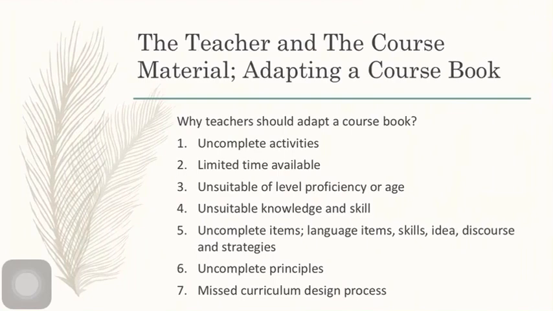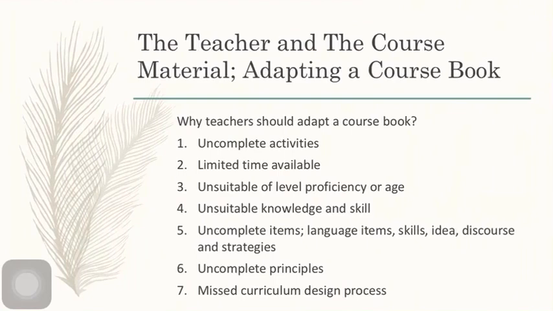The course book contains content that is unsuitable for the learner's level of proficiency or age, so the teacher may adapt the course book because it is not suitable for the level of proficiency or age. And 4, unsuitable knowledge and skill. It can be because the topic and the activities are not for the same purpose, so the teacher may adapt the book. 5, incomplete items. It can be language items, skills, ideas, and discourse and strategies.